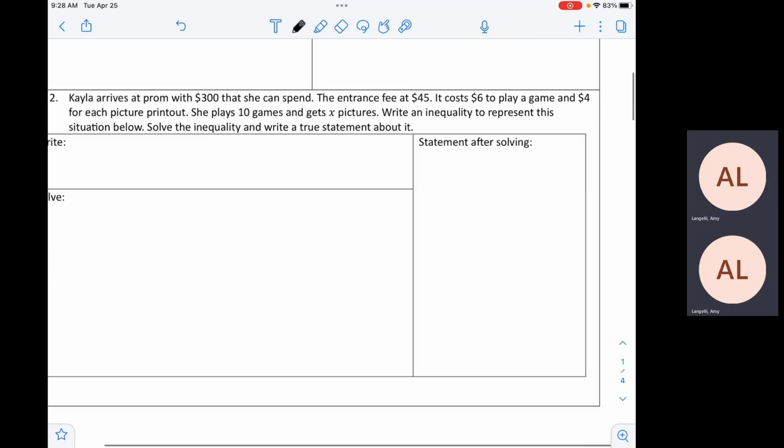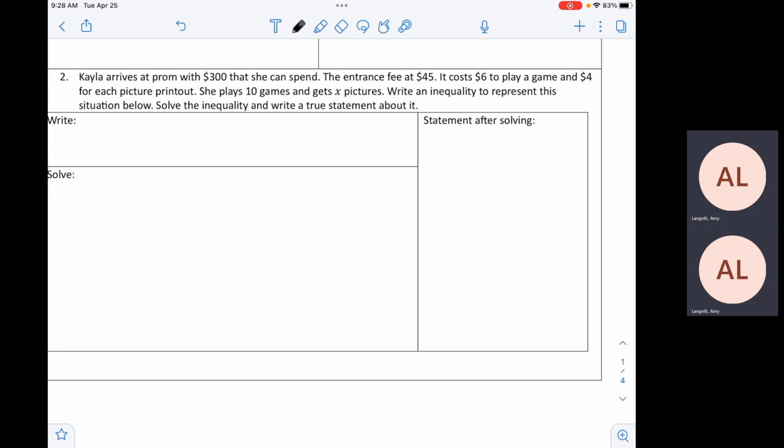Kayla is going to arrive at prom, with $300 that she can spend. Just to get into prom, it's $45. And then it costs $6 for her to play a game, $4 for every picture that she wants to print out. She plays 10 games and she gets x pictures. Write an inequality to represent the situation. Solve the inequality and write a true statement about what you solved for.